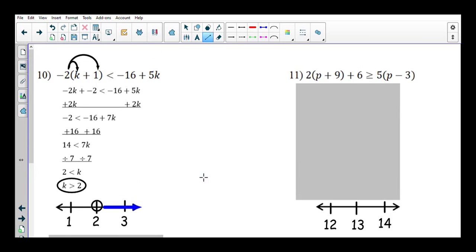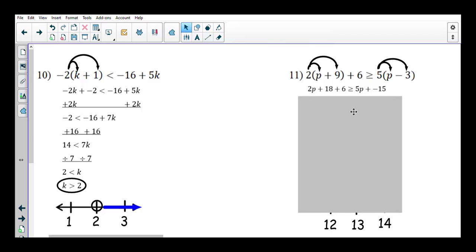All right, last one. And these get pretty difficult towards the end. They might be a little easier on your test than we have in your guided notes, but I'm also trying to prepare you for algebra, not just for your unit test. So we have to distribute twice here, the 2 into the first set of parentheses, the 5 into the second. So the first set will get us 2p plus 18. Don't forget our plus 6. It's easy to drop that off.